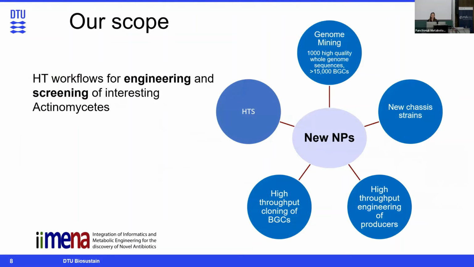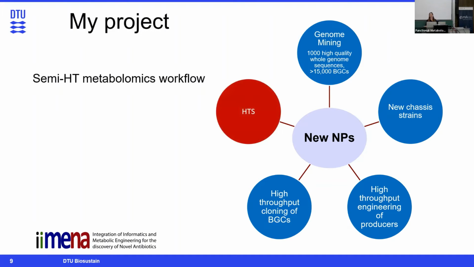So now my group is aiming to build more high throughput workflows for genome mining, engineering of producers, cloning strains, and of course also screening actinomycete strains. And that's where my PhD comes in. So I aim to develop a semi-high throughput workflow. I won't say high throughput because it's too flattering. Since I'm not using too many robots and there's still manual interpretation, I don't think it's completely high throughput.